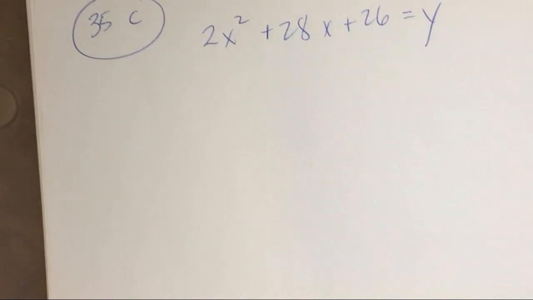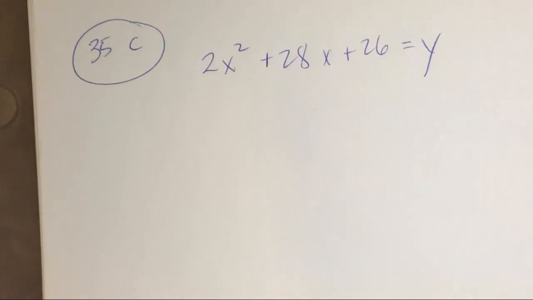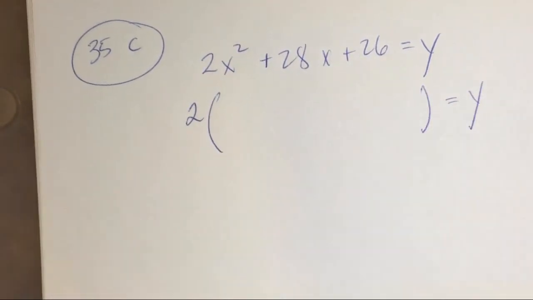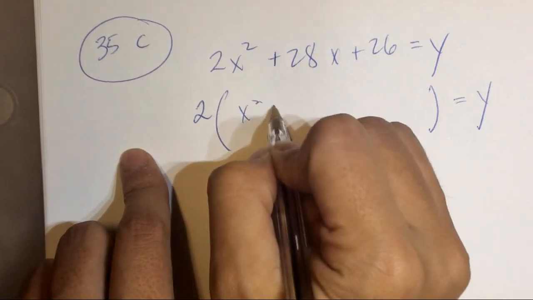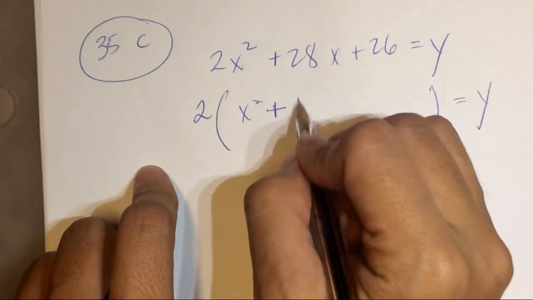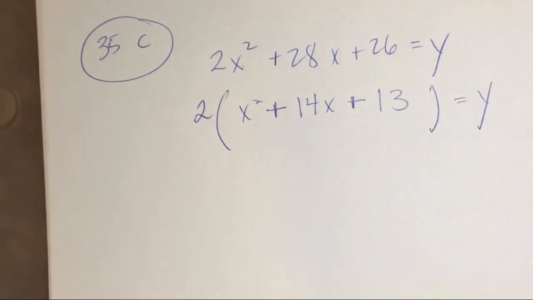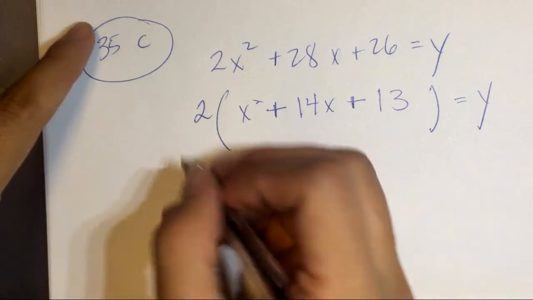Okay, so now I'm going to skip to the last complete the square one. In this case it is 35c. I have 2x squared plus 28x plus 26 equals y. The first thing I always want to do, guys, and this is the way I teach my kiddos, is factor out the GCF. So what do they have in common? A 2. So I'm going to factor out a 2, and it's just going to chill for a second. Alright, so what's left over? I have x squared. Half of 28 is 14, and half of 26 is 13.